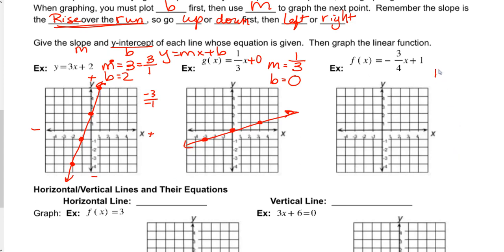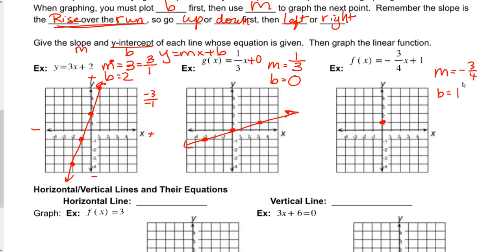Okay? And the last one, we're going to find m and b. b is the number added or subtracted at the end. That's going to be a +1. So I'm going to find on my y-axis where 1 is, and it's right there. This is my slope. So it is negative 3/4 is the way it's written. But I want you to understand those negatives.